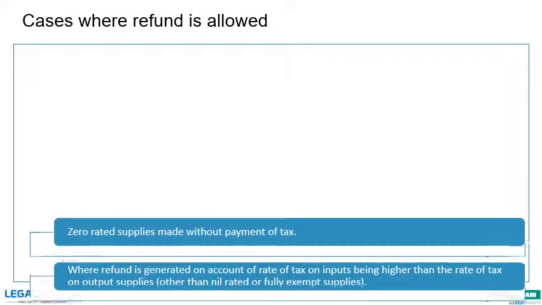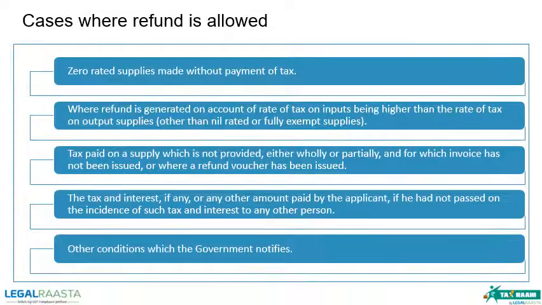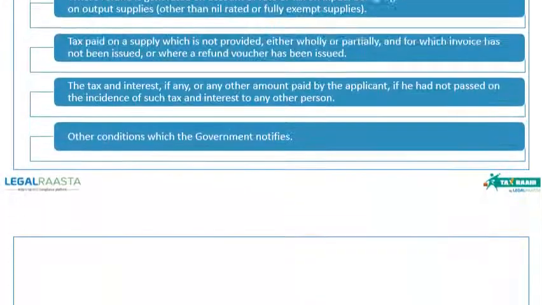There are some cases where refund is allowed, such as zero-rated supplies made without payment of tax, where refund is generated on account of rate of tax on inputs being higher than the rate of tax on output supplies other than nil-rated and fully exempt supplies, etc.